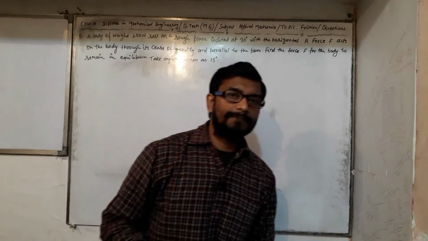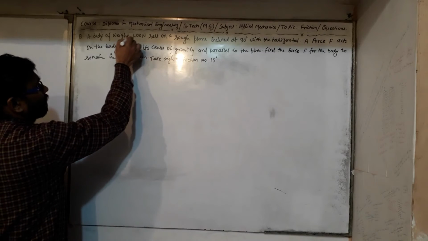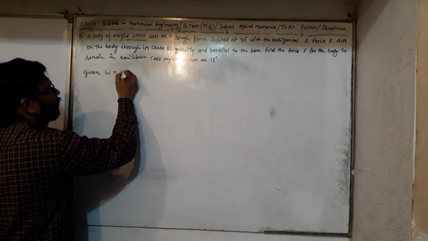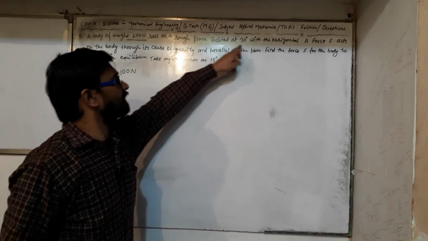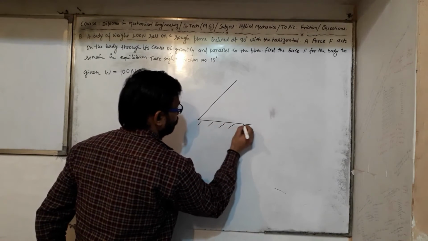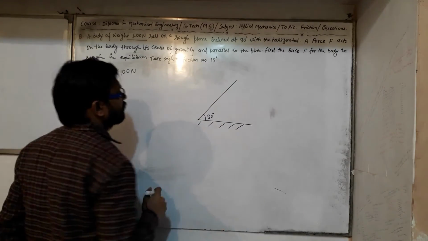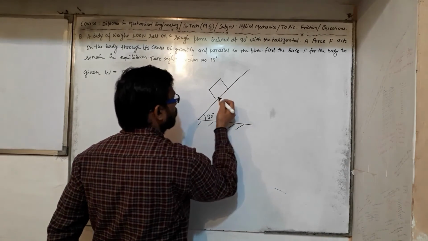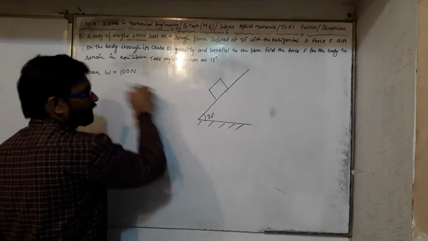Next question. A body of weight 100 Newton, W is the weight of the body which is given as 100 Newton, rests on a rough plane inclined at 30 degree with the horizontal. It means there is an inclined plane, the angle of inclination is 30 degree. A body is resting on it, so I am drawing the body which is resting. Then W is the weight which is acting in the downward direction.